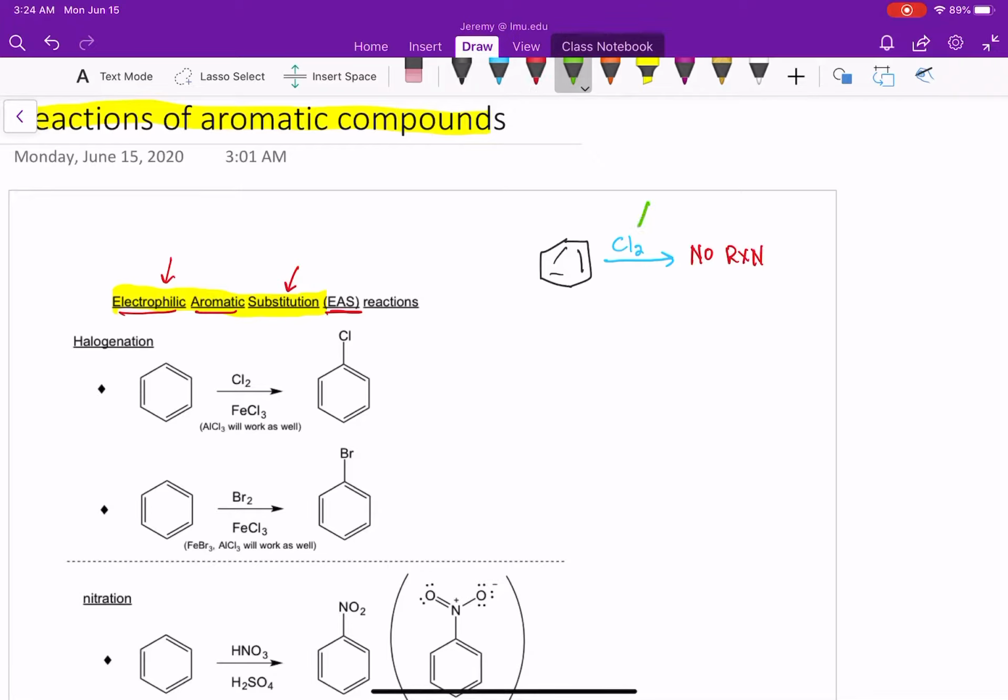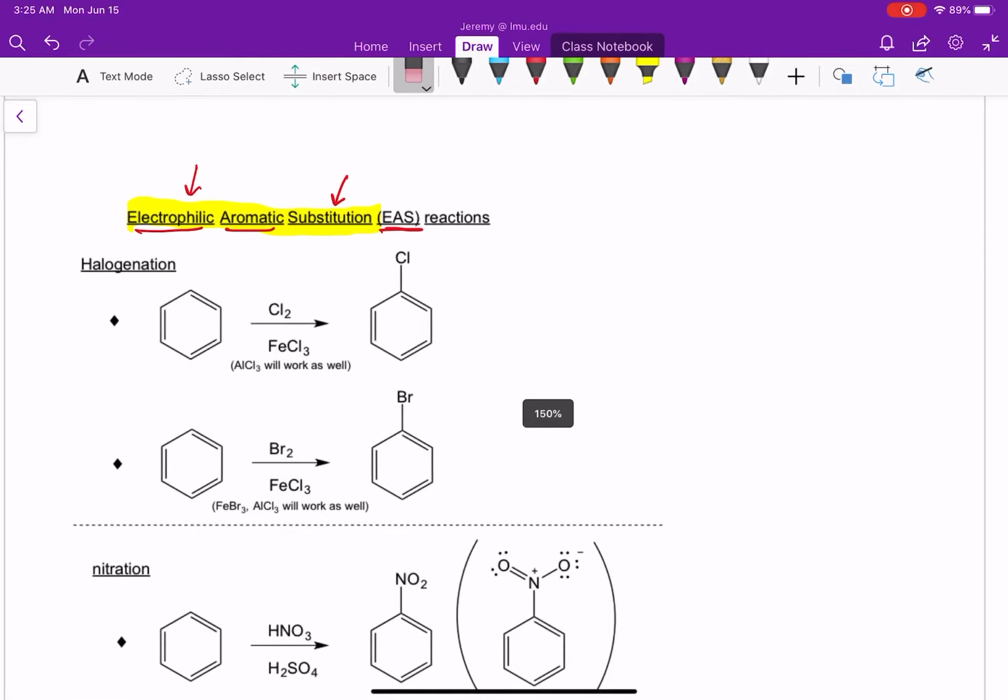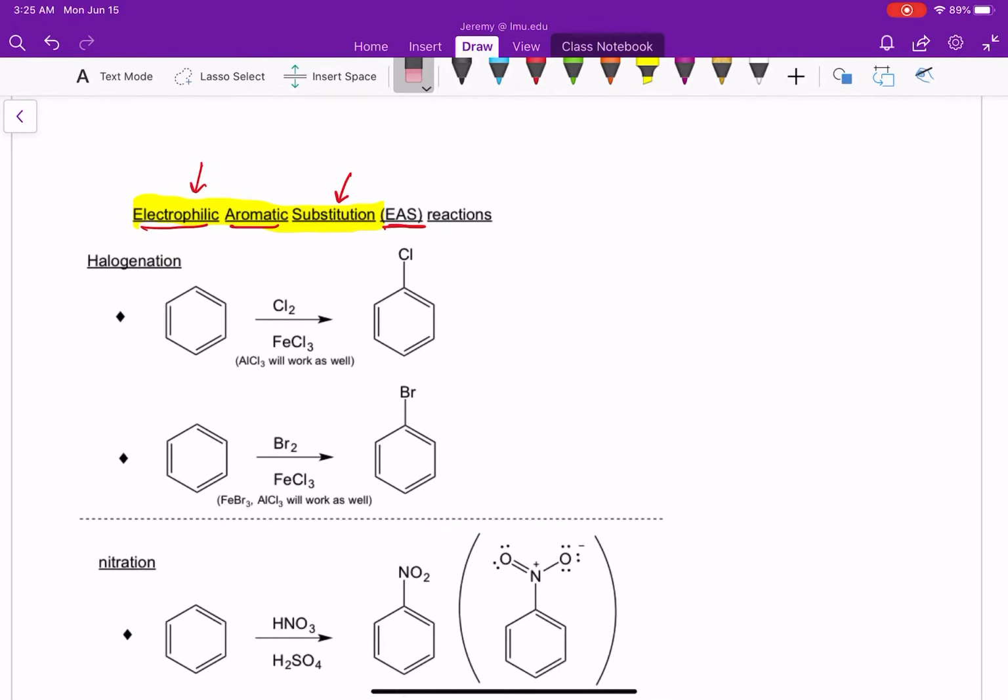Our Cl2 is not electrophilic enough, so we need to boost up the electrophilicity of the reagents that we're adding, right? So to substitute an aromatic ring, we can't use the same reagents we used with alkenes. We really have to boost up the electrophilicity of our reagents. So we're going to be learning new reagents here to do these reactions. The first reaction we're going to talk about is halogenation.